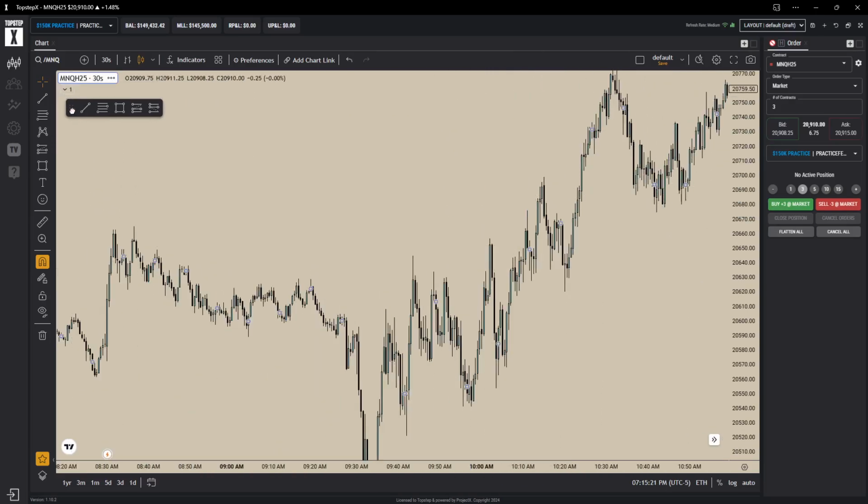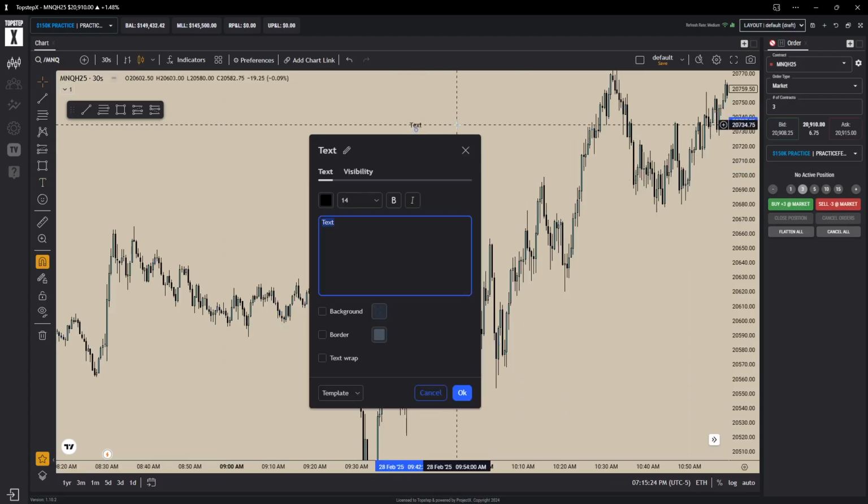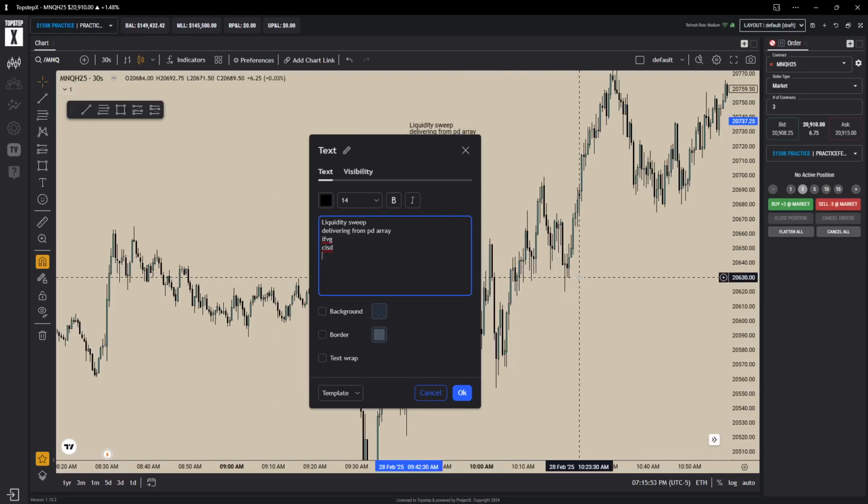But that's really it. I'll quick type out my checklist, right? Liquidity sweep. Let's think. Oh, delivering from PD array. IFVG. Change in state. What else? That's really it, right? Liquidity sweep into a higher time frame PD array with an inverse fair value gap, change in state delivery.